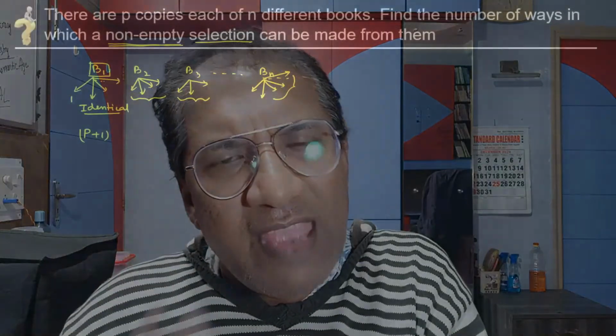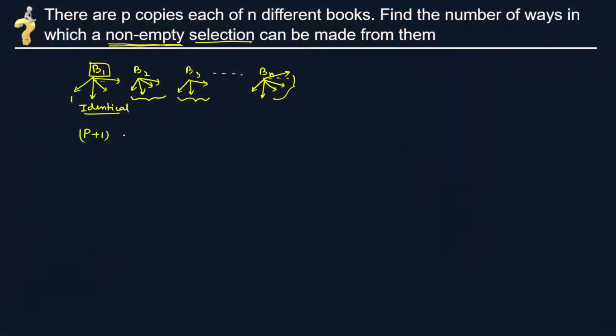Is it clear? Now the similar thing will happen for B2. There are P copies, so that can be selected in P plus 1 different ways. Similarly for B3, book 3, and this goes on till book N. So the total number of ways of selecting copies will be (P plus 1) to the power N.